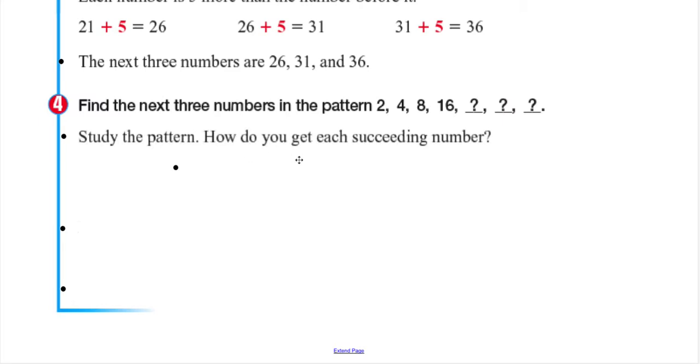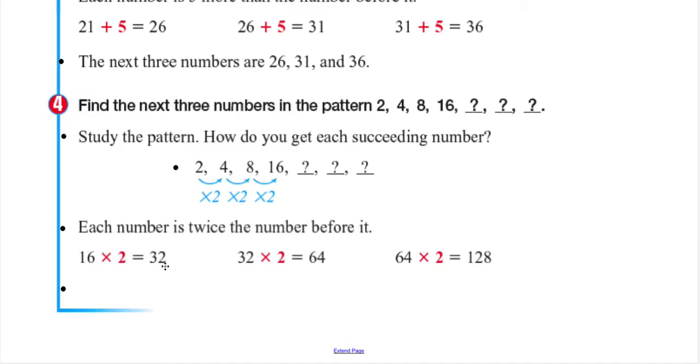How do you get each succeeding number? By studying the pattern. If you notice, to get to 4, you multiply by 2. To get to 8, you multiply by 2. To get to 16, you multiply by 2. That's our pattern, multiplying each number by 2. So 16 times 2 is 32, and 32 multiplied by 2 gives you 64, and 64 multiplied by 2 gives you 128. So the next 3 numbers in that pattern are 32, 64, and 128.